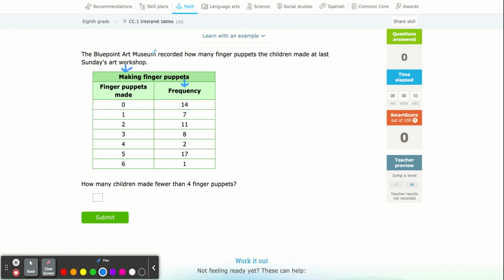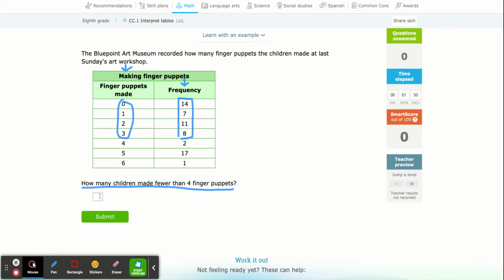The Blue Point Art Museum recorded how many finger puppets the children made at last Sunday's art workshop. Now it says how many children made fewer than 4 finger puppets. I need to find out how many made fewer, so I'm going to take the numbers 0, 1, 2, and 3. That's fewer than 4; 4, 5, and 6 would be 4 or greater. Now I need to find out how many children did that. That's the frequency: 14 children made 0, 7 made 1, 11 made 2, 8 made 3. So I add those all up and I get a total of 40.